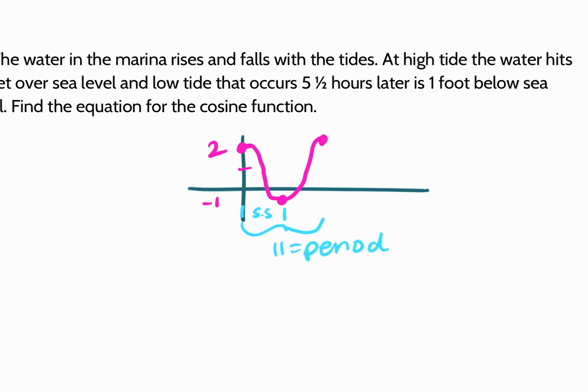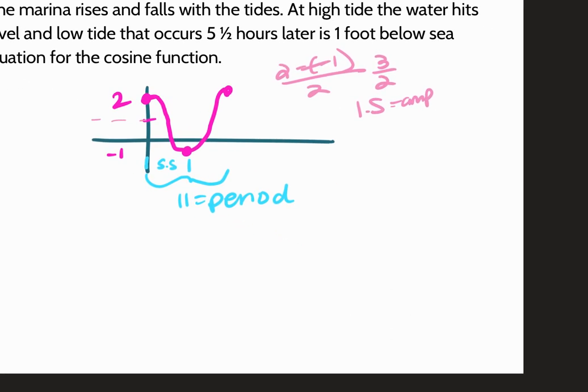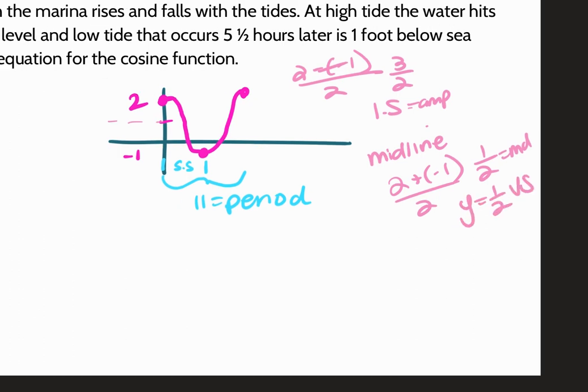Your amplitude is 2 minus -1 over 2, which is 3 over 2, or 1.5. And it would be positive because it starts up. And then the midline is 2 plus -1 over 2, which is 1/2. So y equals 1/2 would be your midline, and that's your vertical shift.